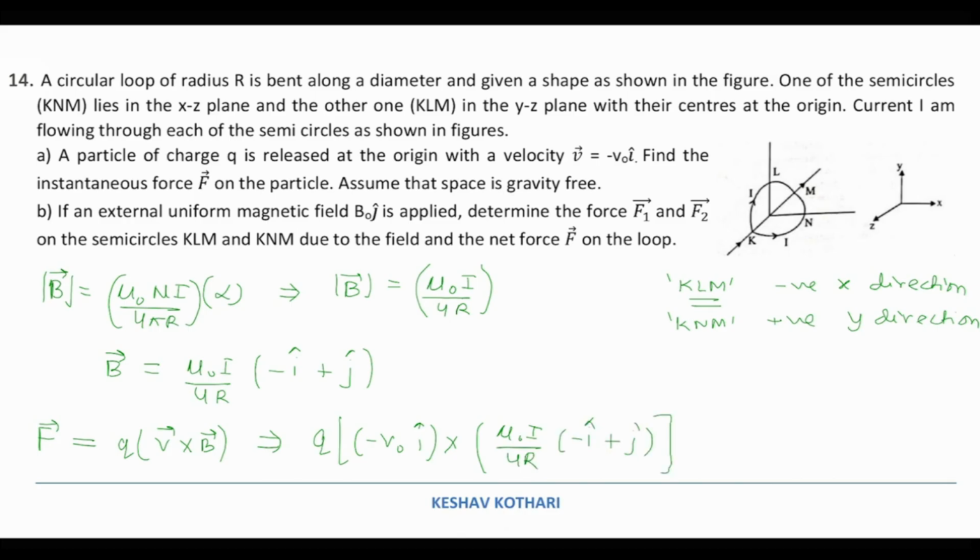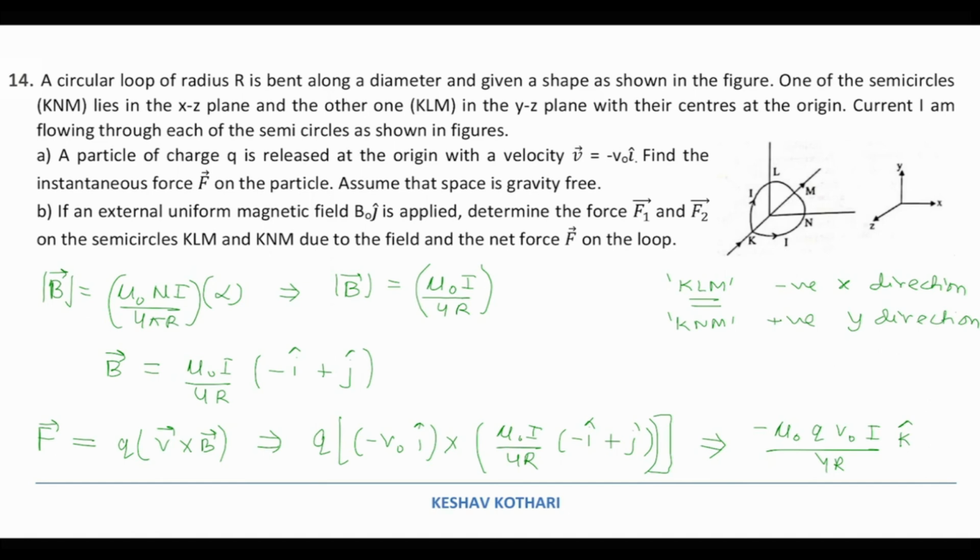So this is the force that we obtain, and on doing the cross product we obtain a value equal to minus mu naught q v naught I upon 4r, which is directed along the negative z-axis direction, that is minus k cap. So we have this expression for the instantaneous force on a charged particle which is moving along the negative x-axis direction.